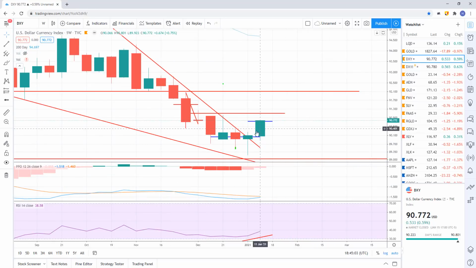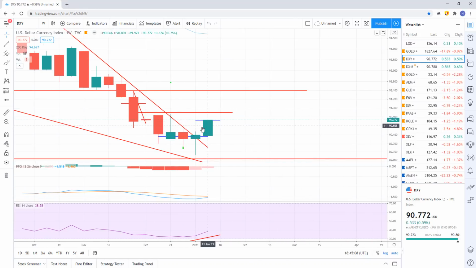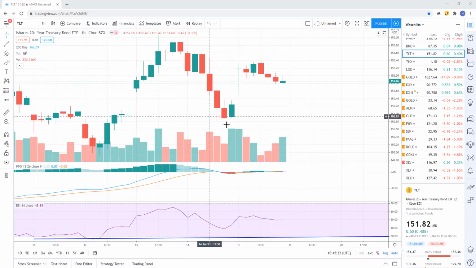But you can see we're getting kind of a counter trend move. And that's a clean, crisp weekly breakout. So I'm looking for more upside in the dollar. Okay, let's look at the long bond.